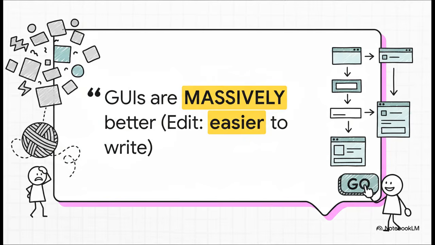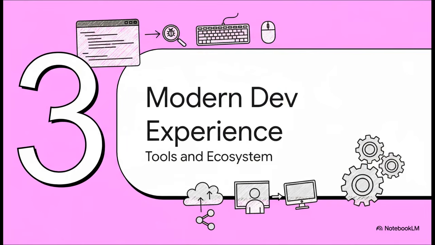And the community felt this impact right away. As this user points out, building graphical user interfaces, or GUIs, became massively easier. What used to be a really clunky process in V1 is now so much more streamlined and intuitive, all thanks to a new object-oriented structure.